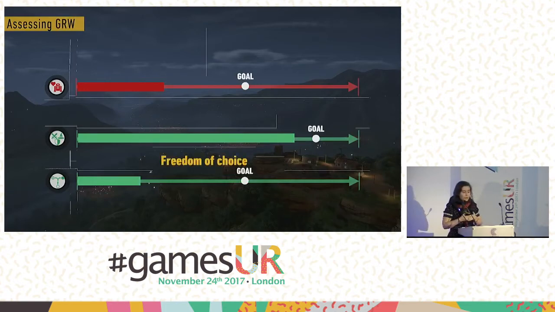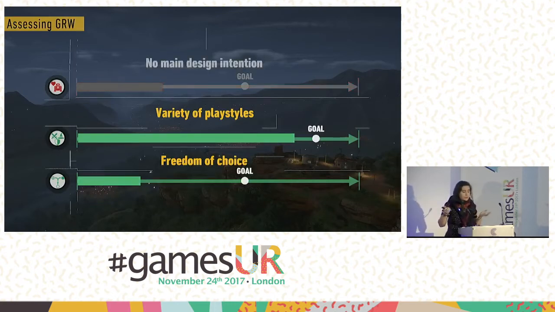So let's remember the freedom of choice. Okay, agency will be one of our main focuses. Variety of playstyles. So okay, playstyle will also be one of our priorities. However, regarding NPC closeness, we didn't have any main design intention. Again, this didn't mean that we didn't care about it, but it would just not be our focus right now.